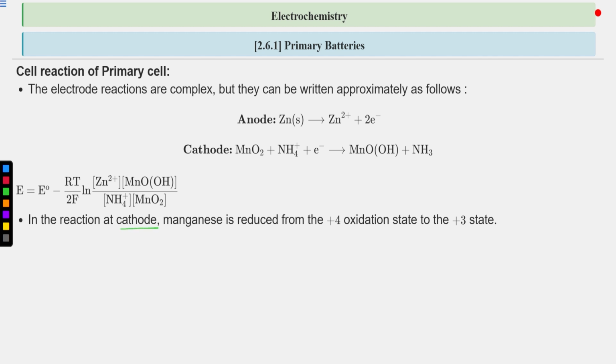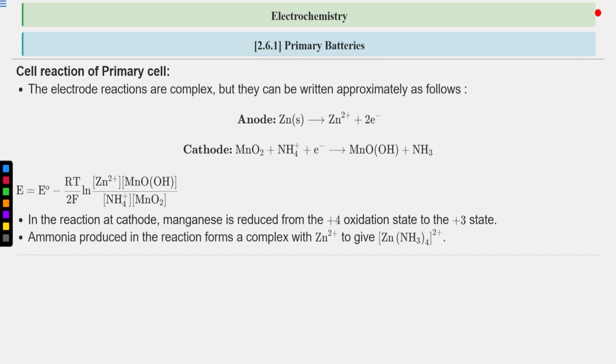Now, in the reaction at the cathode, manganese is reduced from the +4 oxidation state to the +3 oxidation state. Here the manganese is having +4 charge, here the manganese is having +3 charge. So we are saying that at the cathode electrode, the manganese is undergoing a reduction process where it is reducing from +4 oxidation state to the +3 oxidation state.